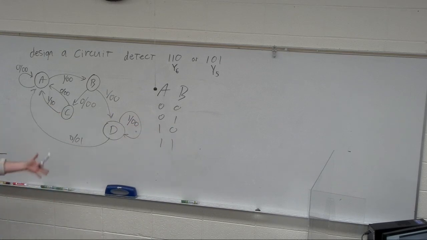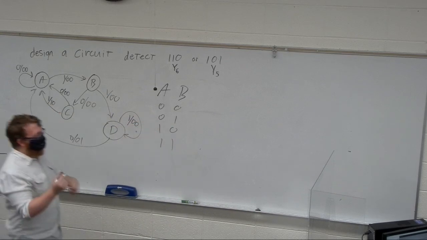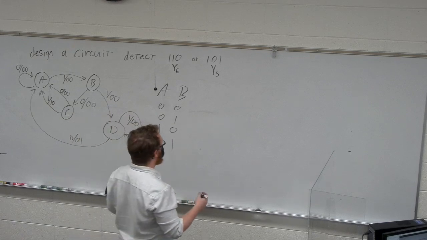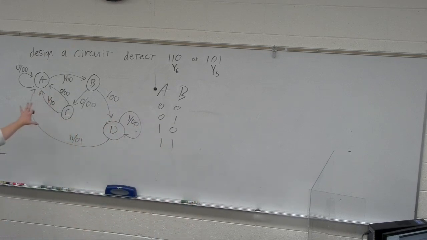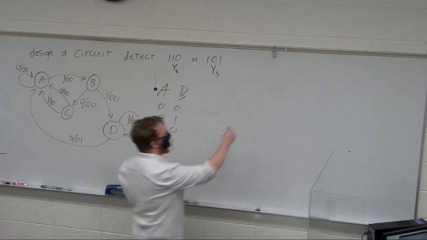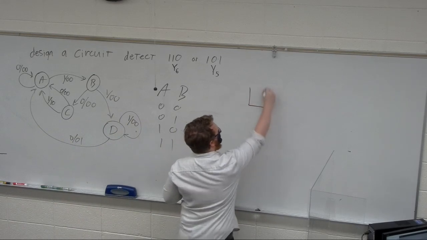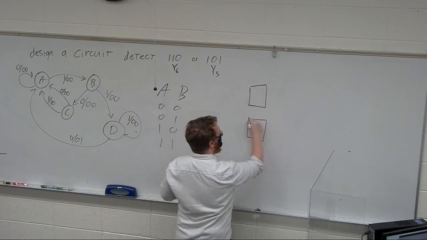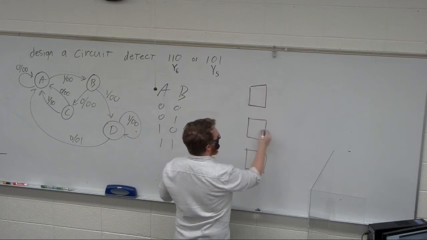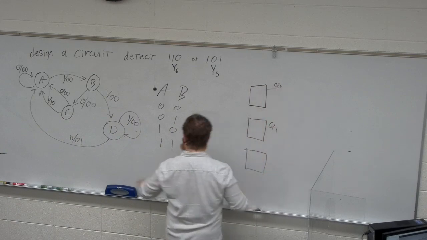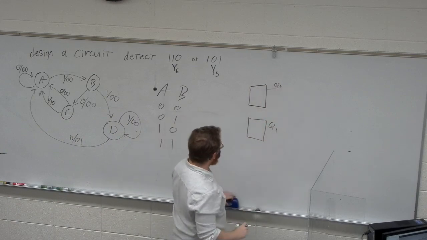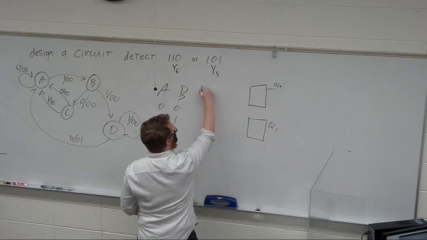Okay, so now we have that. Now we can start drawing up either a state table, which is basically the same thing, right? But we also know that we have flip-flops. So we have to draw up the table and then go. Okay, so these don't change. I have a Q0, Q1, don't need that.